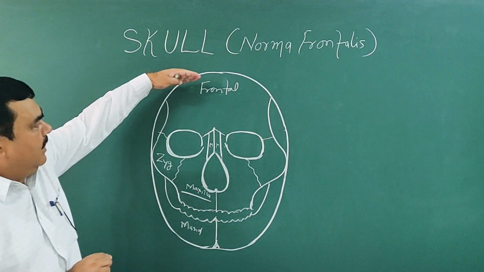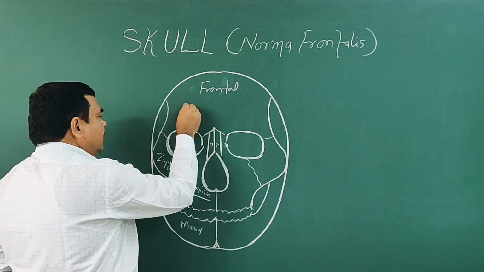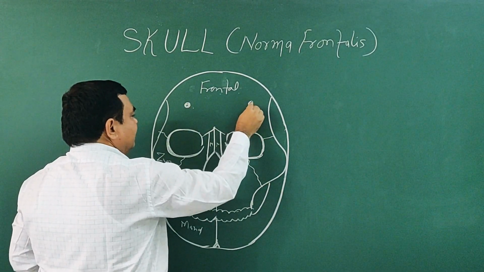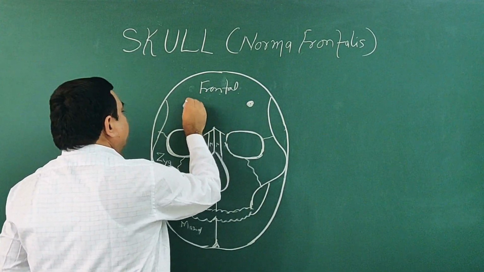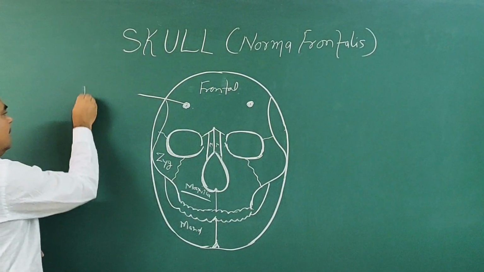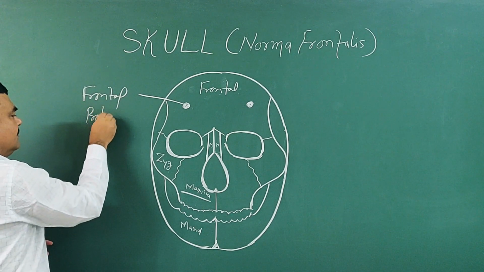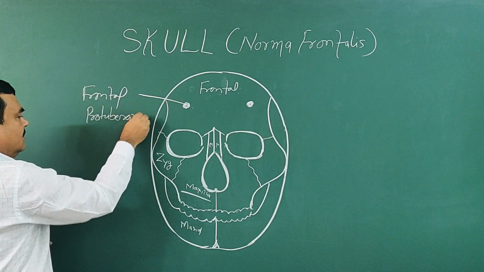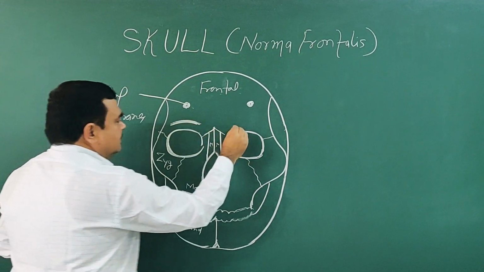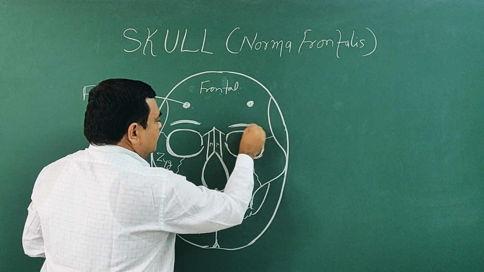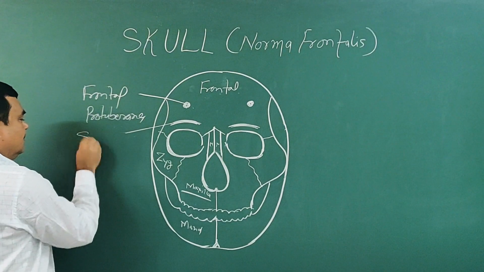If you move from above downward, you can see this is the frontal bone. In the frontal bone there are two eminences present. This is the frontal protuberance. And here the superciliary arch is present. This is the superciliary arch.